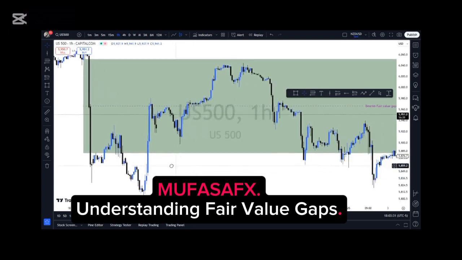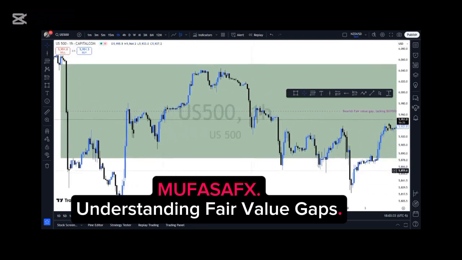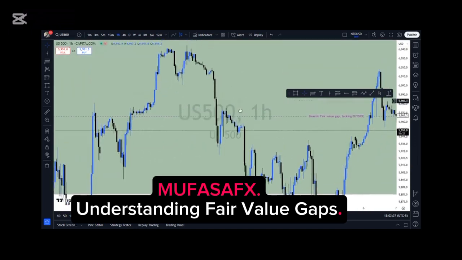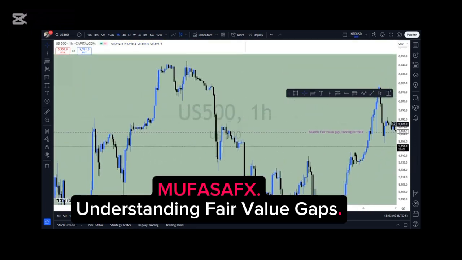The importance of fair value gap and how to use them is what we're talking about now. How do you use a fair value gap? Now you know how to identify fair value gap on chart. But now the question is, how do we apply fair value gap and how do we use it on chart to make entries? Mind you, this is just educational content, and nothing more.